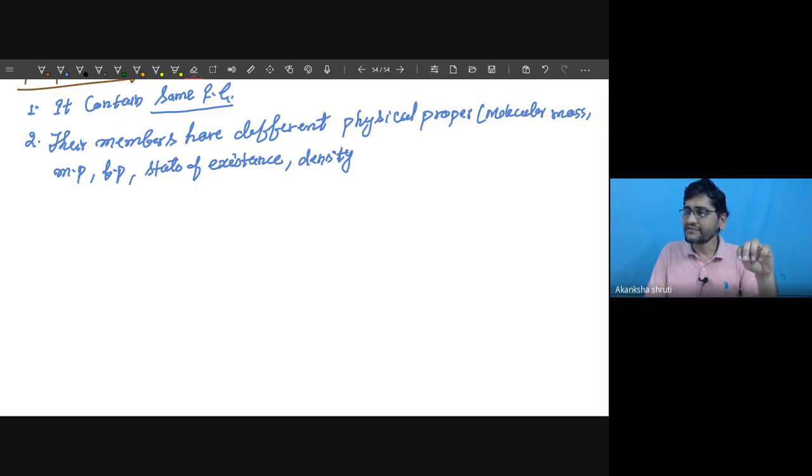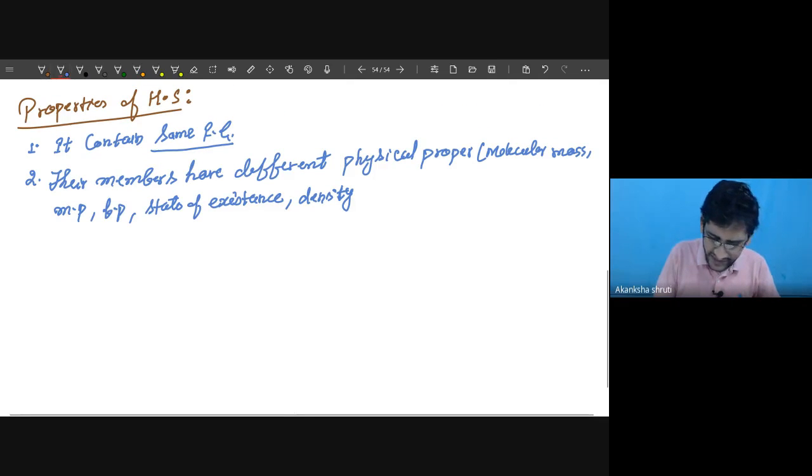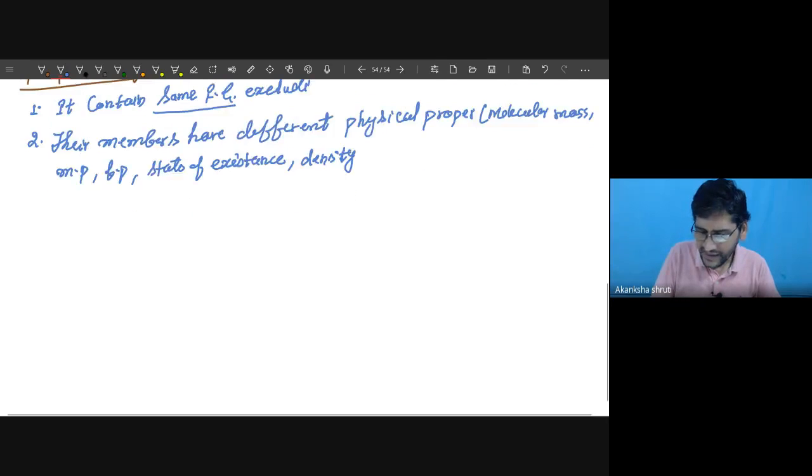So alkane we are not writing as a functional group, but for the homologous series we can write the different members of alkane. Means even without a functional group, it is possible. That is the only exception. Otherwise, we always have to consider the functional group. So better you complete this: it contains the same functional group, excluding alkane.